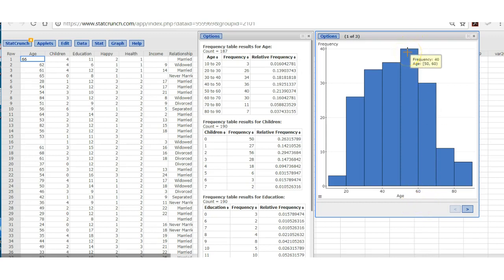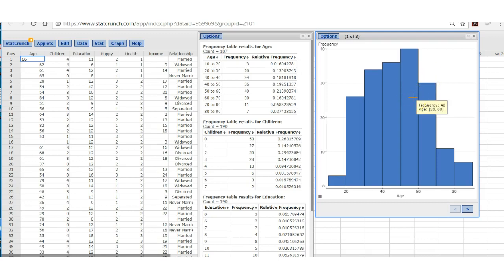So from this we can see the highest frequency class is the one from 50 to 59. The lowest is the one from 10 to 19. And we've got most of our data grouped in this area. So especially between age 30 and age 59. That's where a lot of our data is in this histogram.